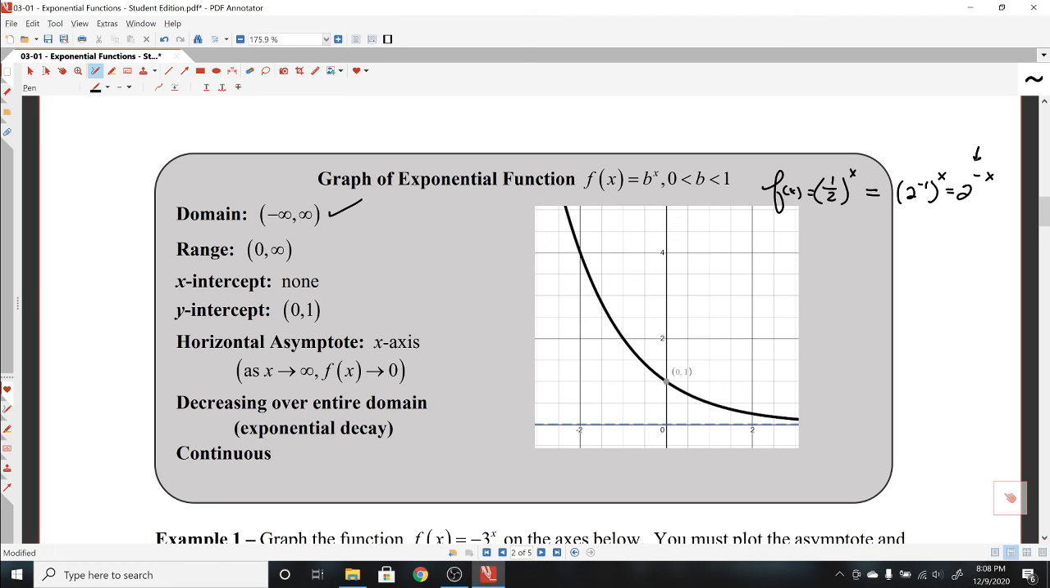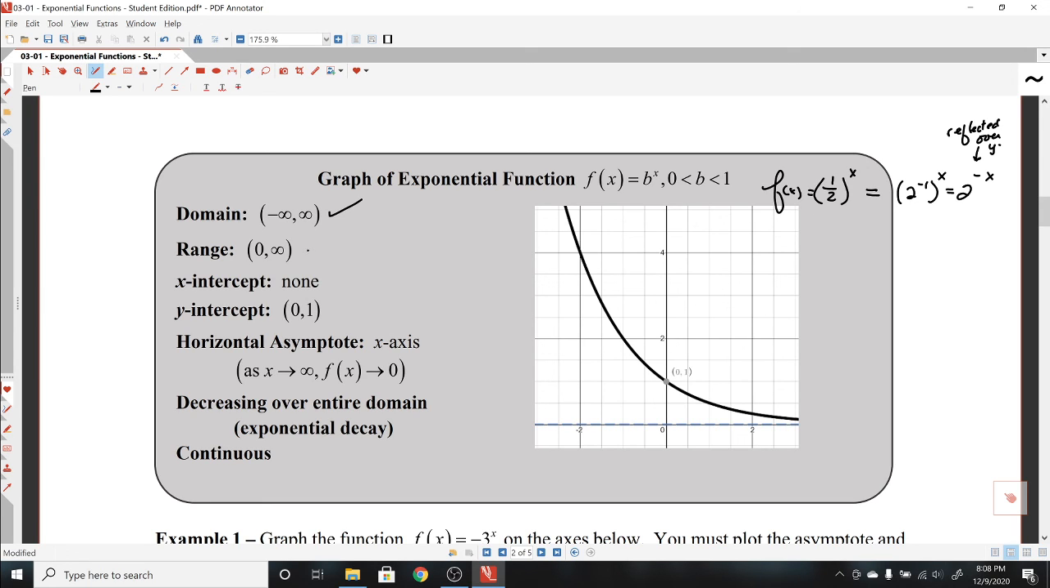And then using the rules of transformations, this is the graph of 2 to the x, which we just looked at, reflected over the y-axis. And you should be able to see this. If we scroll back, you should be able to see that this graph is the other one reflected.